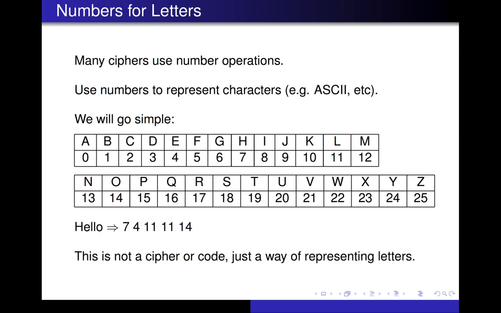Now, even though we're using some kind of encoding to go from letters to numbers, this isn't really a cipher or code. This isn't something that's secret, right? This is just a way we take letters and represent them as numbers. So we're not done ciphering yet.